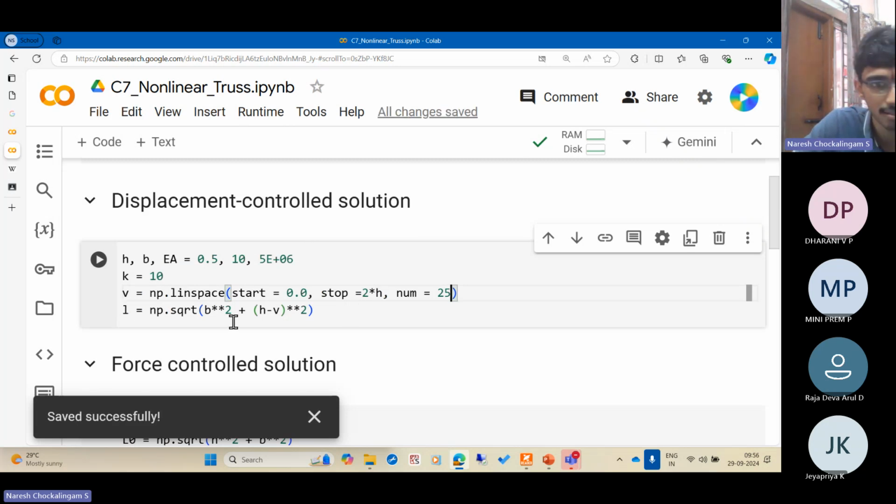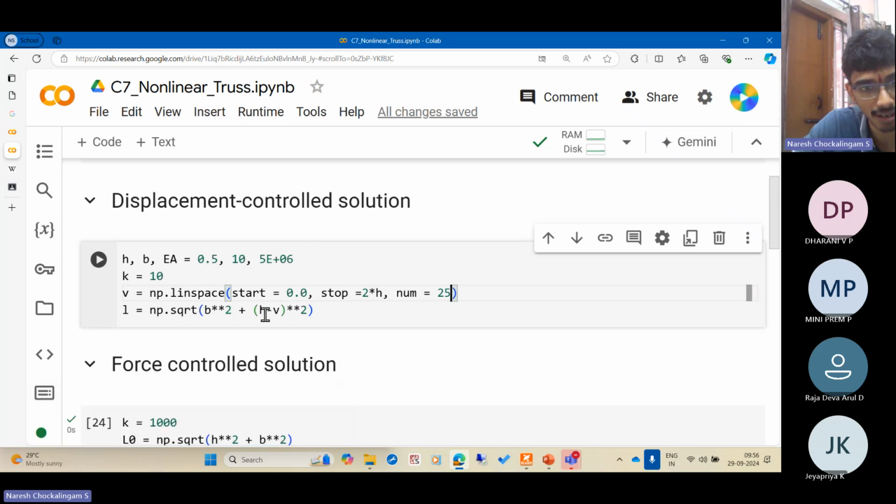Now, given these operations are defined, what does h minus v star star 2 do? It's not going to take the vector v and do some matrix vector multiplication. It will take every element of vector v, subtract it from h, and square it, and that will be another vector. Every element of that vector will be added with b square. Similarly, when we do np.sqrt, every element of the vector inside the brackets will have its square root taken, and it will return another vector, which is the vector of lengths.